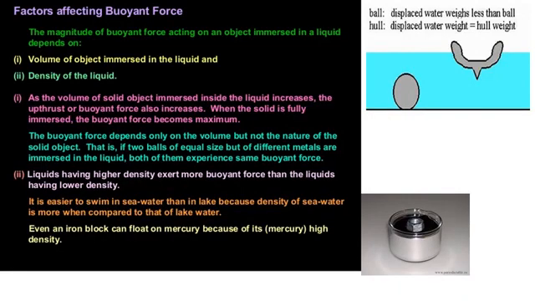Now the factors affecting the buoyant force. What is buoyant force? Again, it is an upthrust force. The factor which affects buoyant force over here is the volume of an object immersed in the liquid. Here we have taken two objects. One is a ball and the other one is a hull. Here the volume of the hull is more as compared to the volume of the ball, right? So the volume of the object which is immersed in the liquid is very important. If the volume is more, what will happen? The object is going to displace more water, right?